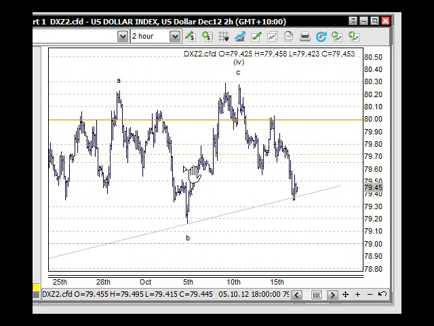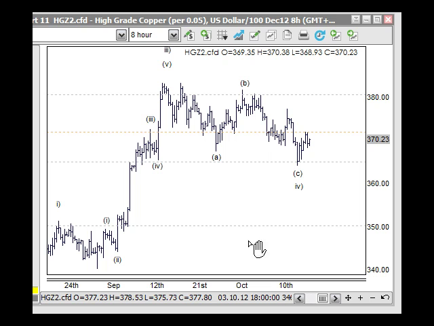So it is doing all the right things, though, in terms of moving back down and retesting the 80 and then breaking down through here as well. But it's also very much like this pattern here as well. So we need to be mindful of that as well. It's still in three waves here. With that in mind, we're looking at copper here.